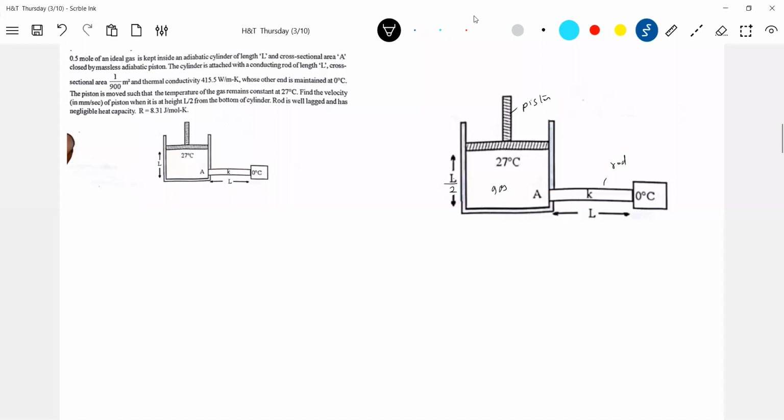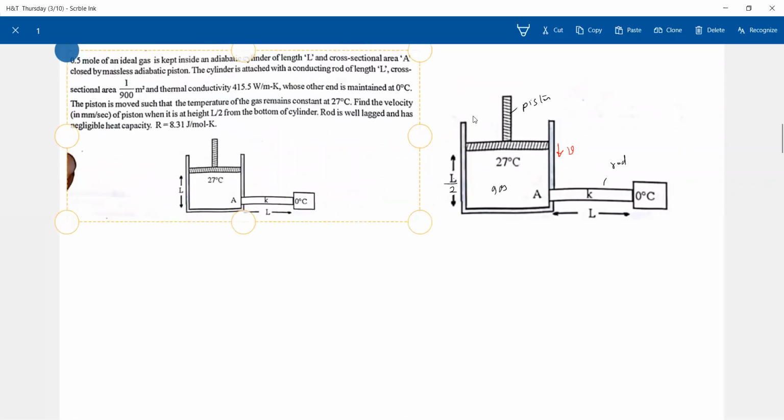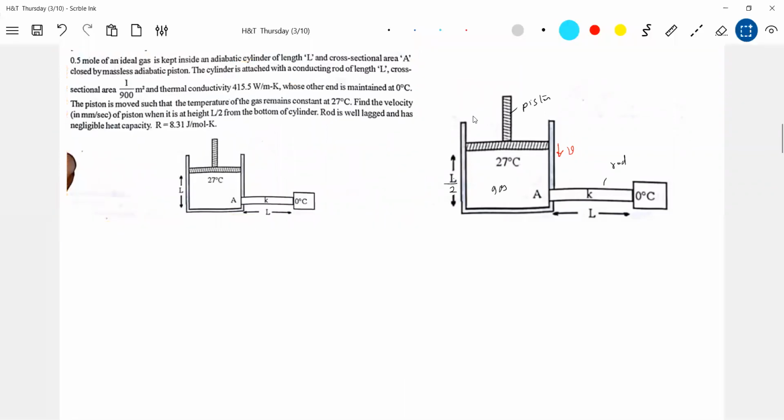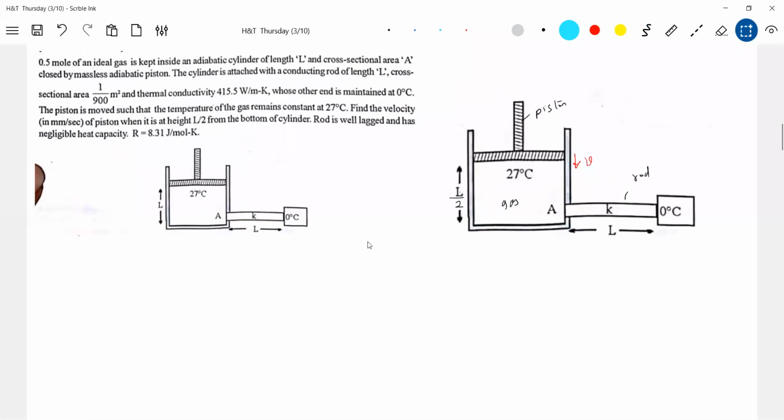We have all the information, thermal conductivity. Find the velocity of the piston when it is at this height. It is asking for this velocity V. Read the question a little bit. Okay, I think you are able to read. Yeah, we have it here.